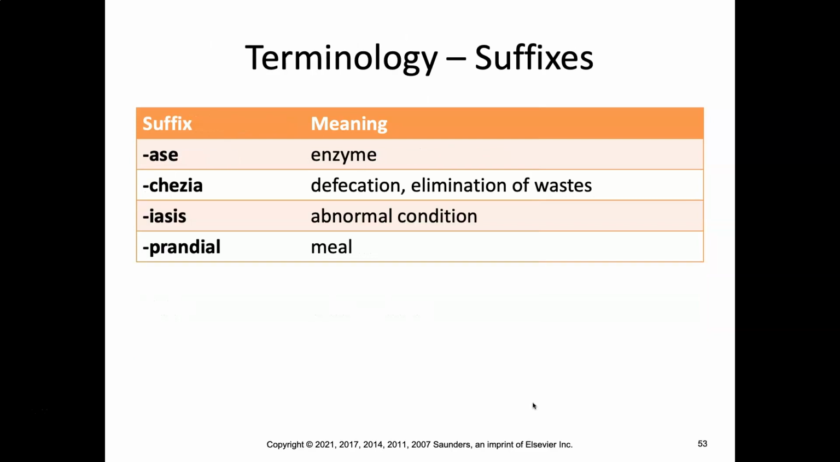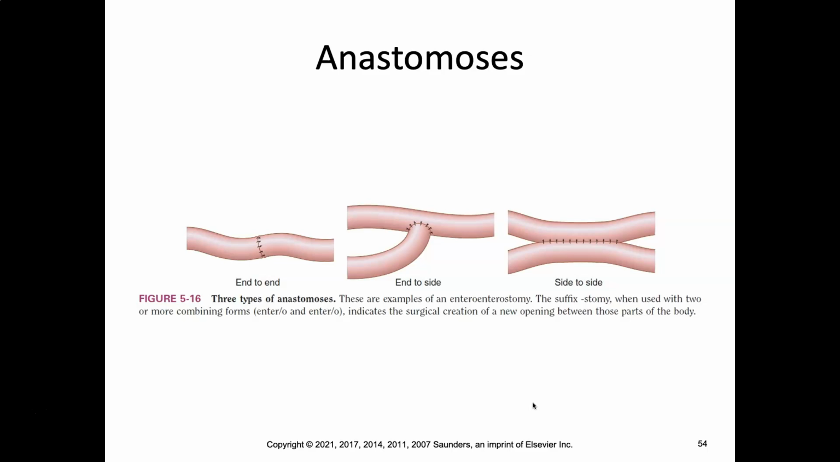Now we have some suffixes. Ase, chesia, iasis, prandial. Anastomoses. Your book goes into this a little bit. It talks about the different types of anastomoses. Sometimes, for whatever reason, and there are a lot of reasons, an anastomosis needs to be done. Most often, anastomoses are performed on the intestines, where a section of intestine has to be taken out, and then they have to be rejoined. There are times when it is end to end. There are times when it is side to side, and there are times when it is end to side, and those are the 3 types.